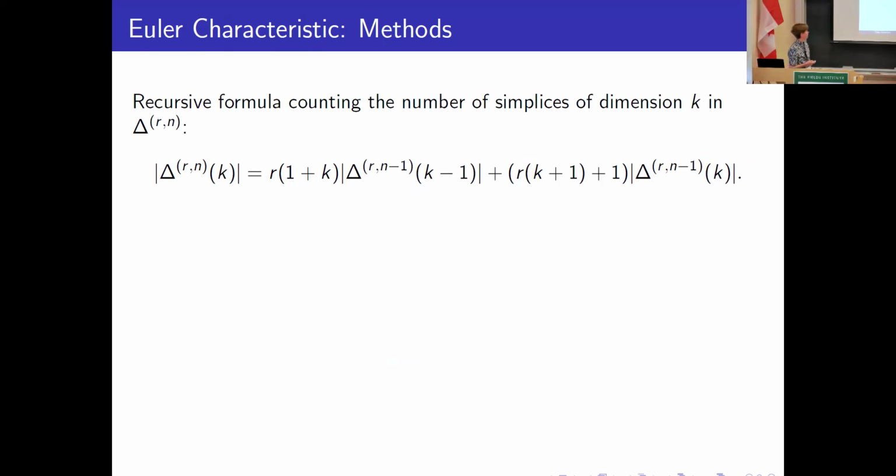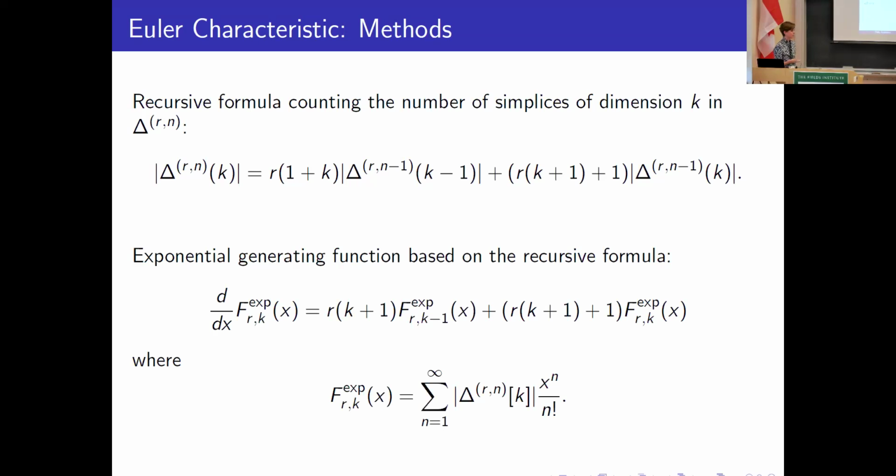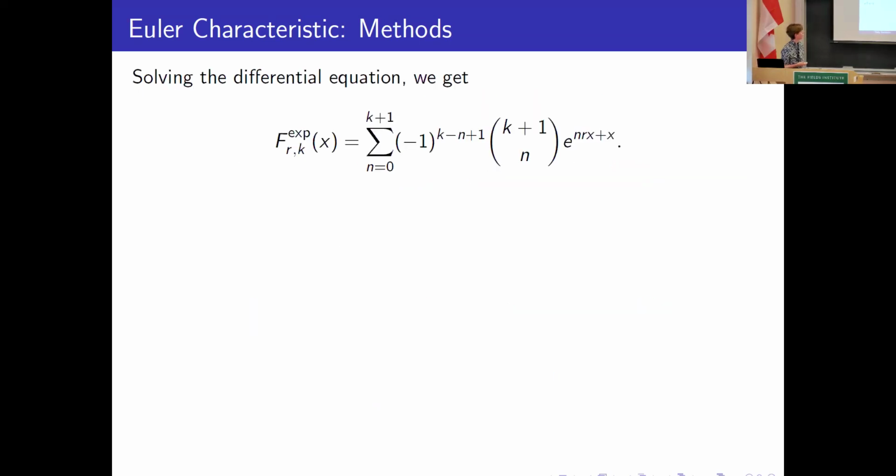It's recursive on n and counts the number of simplices of dimension k in our dual boundary complex, or equivalently, the number of graphs of length k plus 1. We basically got this formula by counting the number of ways that you can get a stable tree by adding another orbit of marked points. And then the main method we used was generating functions. Using this recursive formula, we get this exponential generating function right here, which, as you see, is a first order differential equation. So solving it, we get this expression here.